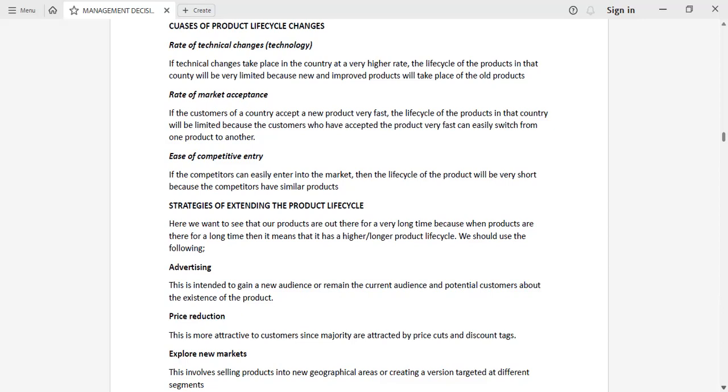So if maybe today you launch a product, and tomorrow you launch another product, just like what we have been saying, you find that if customers quickly switch from the old product to a new product, then it means they will forget about the old product very fast, and hence it phases out with time.